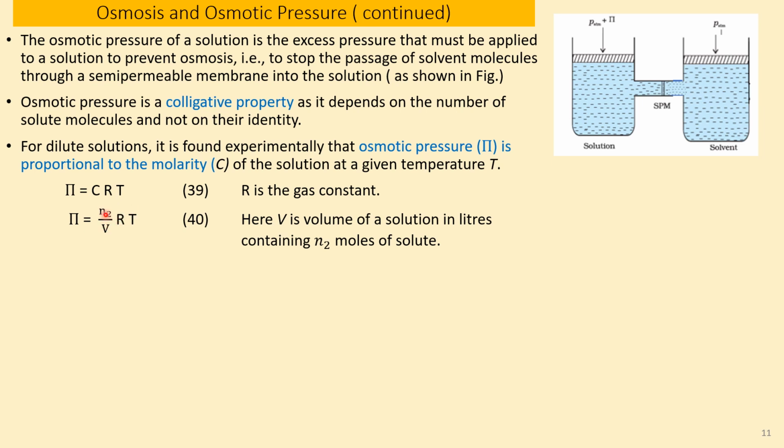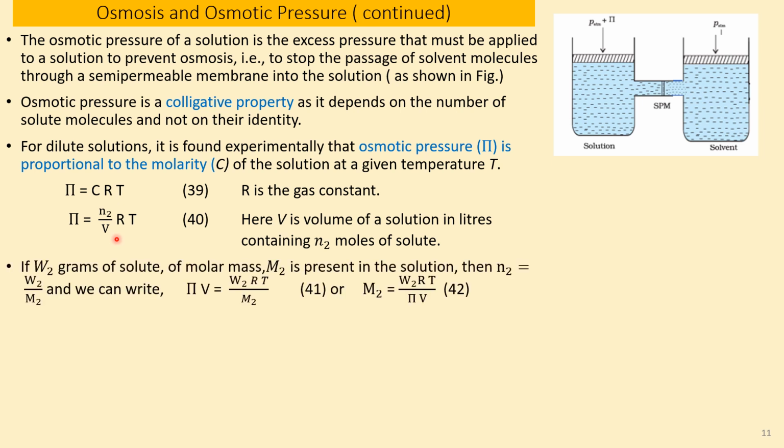pi is equal to N2 by V into R into T. Here C is equal to N2 by V, where N2 is the moles of solute and V is the volume. If W2 grams of solute of molar mass M2 is present in the solution, then N2 equals W2 by M2. As we know, it is the mass divided by the molar mass.